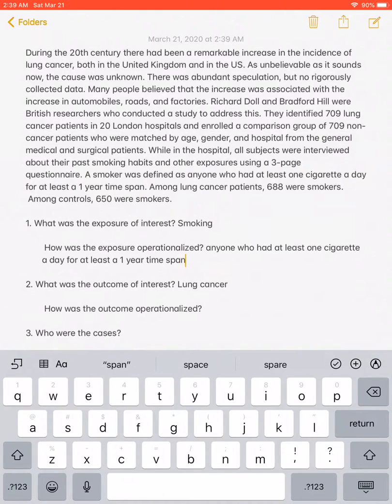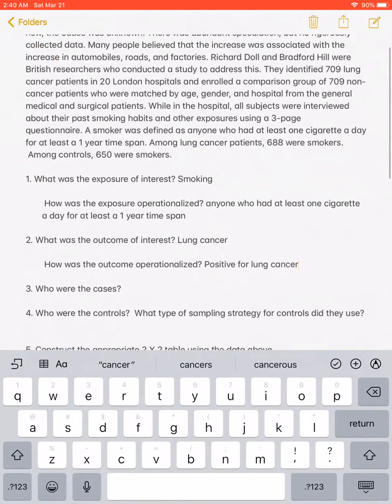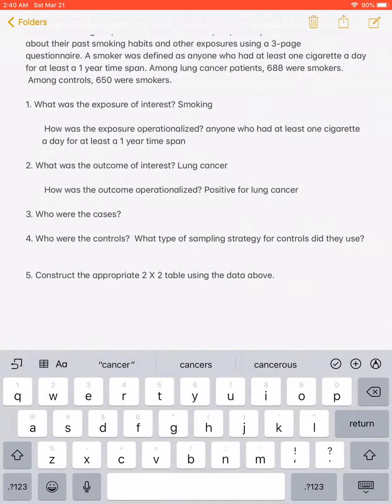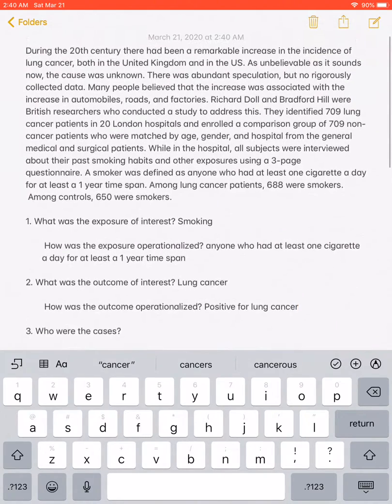Now lung cancer is in here too, right? And so we go look in here and it doesn't have anything. It just says lung cancer. So we're going to say positive for lung cancer as how they operationally define this one. I'm sure in the research paper they went into more detail on exactly how big the cancer had to be considered. However, in this one they did not.